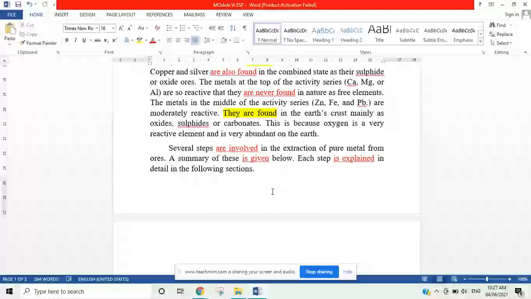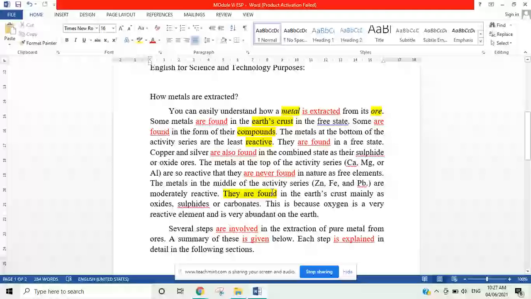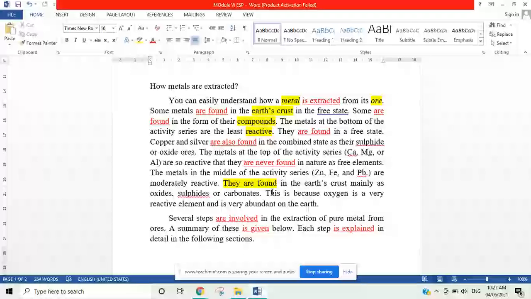So this is the paragraph related to how metals are extracted. I am not going to tell you exactly how metals are extracted. I will be dealing with only how English is used in science, or how English is used when you try to express scientific ideas or scientific processes. Here the process is about how metals are extracted. So what we have to focus on here is the use of words.